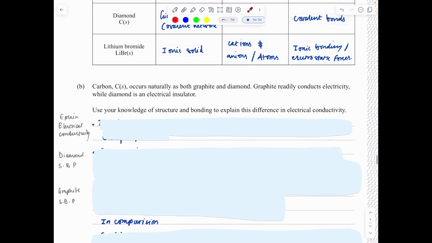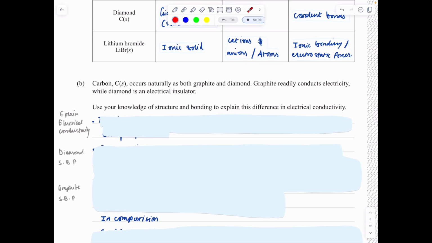Moving on. Carbon occurs naturally as both graphite and diamond. Graphite readily conducts electricity, while diamond is an electrical insulator. Use your knowledge of structure and bonding to explain the difference in electrical conductivity. All right, so first of all, this question is to do with electrical conductivity. So let's go ahead and explain that first and foremost. So explaining electrical conductivity and what's needed for it.